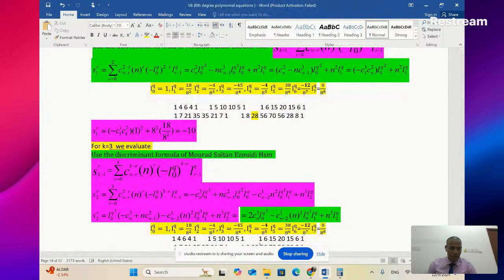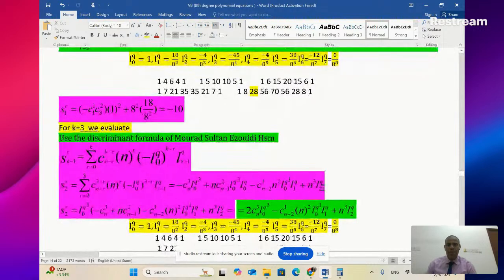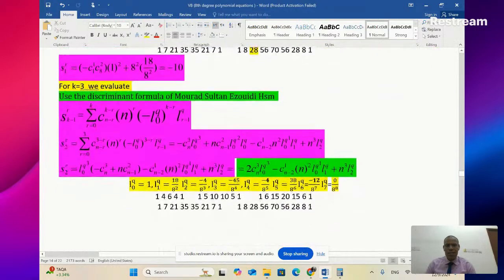I will just make the screen bigger so that you can see it, if possible. Okay, you can see at least, isn't it? So now I'm going to calculate the value of S2. To find S2, learners, you should put K equal 3 in the decimal formula of Murad Sultan Zwili, which is written as S_k minus 1 over 4 the R equals the sum of combination N minus R choose K minus R, N raised to the power R, between parentheses negative, and 0 for the Q raised to the power K minus R times L_R minus 1 over 4 the Q.